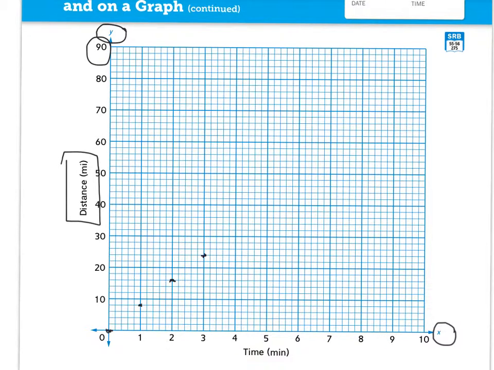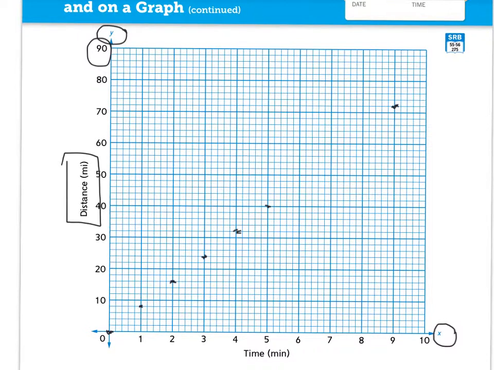And the last one I'm going to do with you is going to be my 4 and 32. So there's 4, and here's 32. So what I'd like for you to do is plot the next 2, and that is 5, 40, and 9, 72.